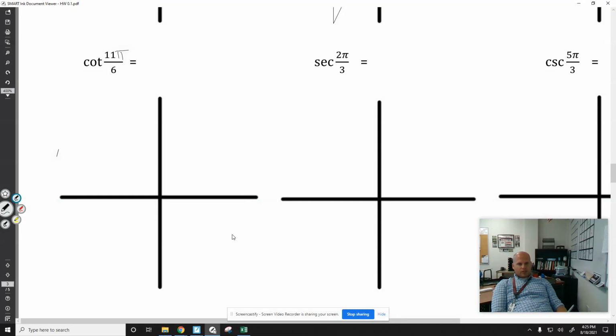Cotangent of 11 pi over 6. Right there. It's 12 pi over 6 minus a pi over 6. Minus is clockwise, not going down. It's clockwise versus counterclockwise, not up versus down. That gives us our short side with the longer horizontal side. Adjacent, I'm going down, so that's negative. Adjacent over opposite is cotangent.